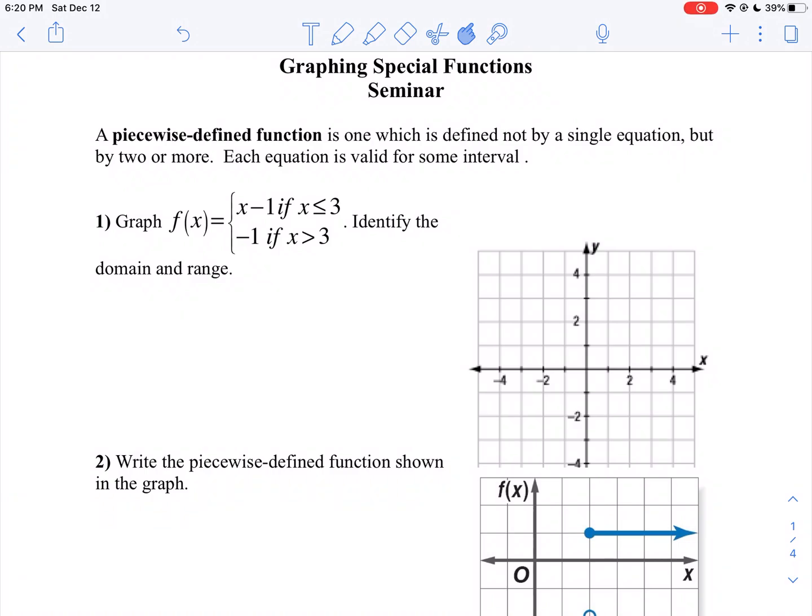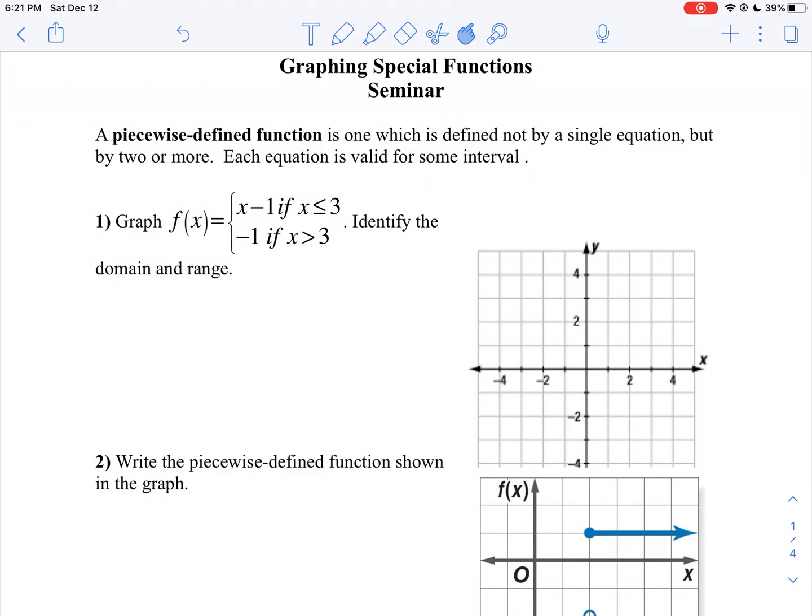Hello. In this lesson, I want you to graph and analyze piecewise defined functions. I want you to graph and analyze absolute value and step functions. Some vocabulary you're going to come across are piecewise defined function, piecewise defined linear function, a step function, a greatest integer function, and an absolute value function.